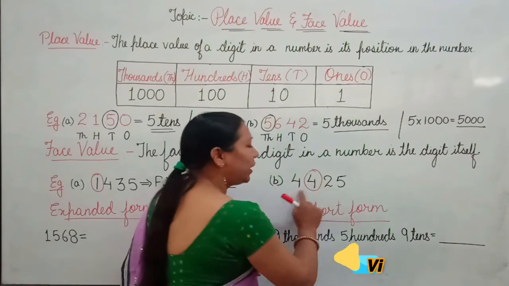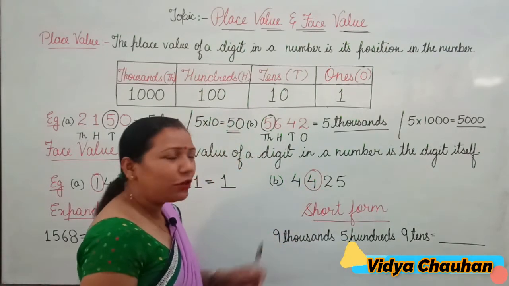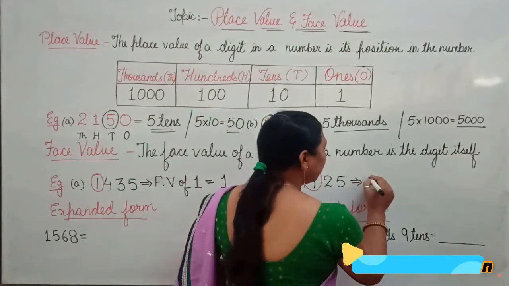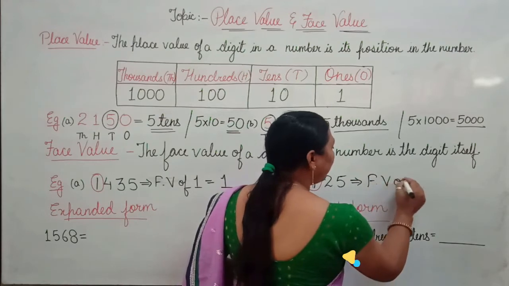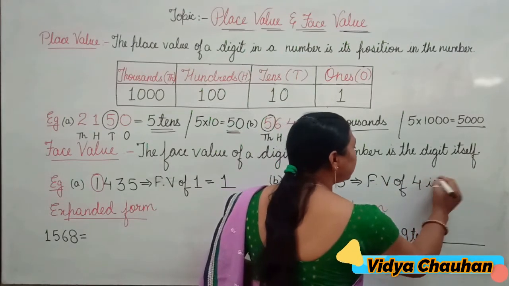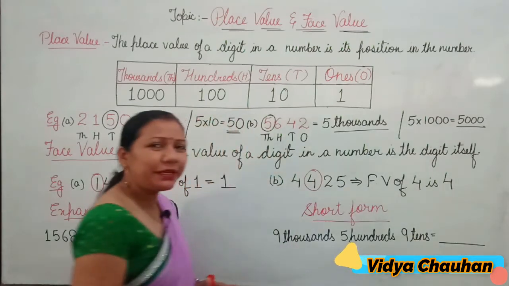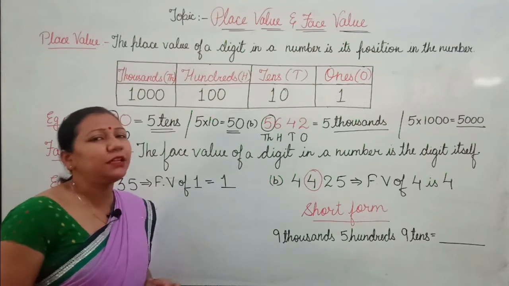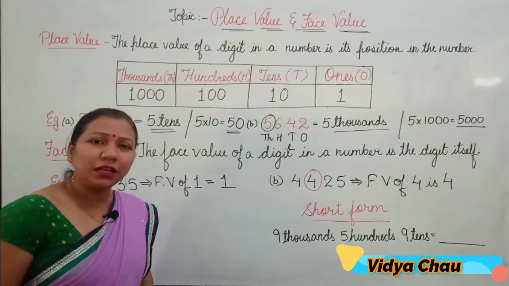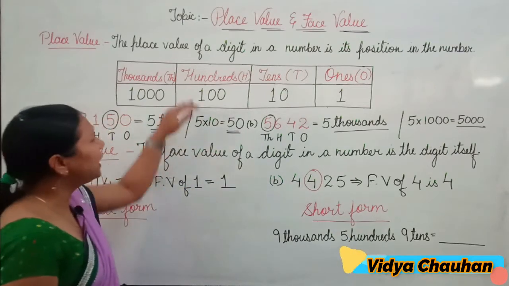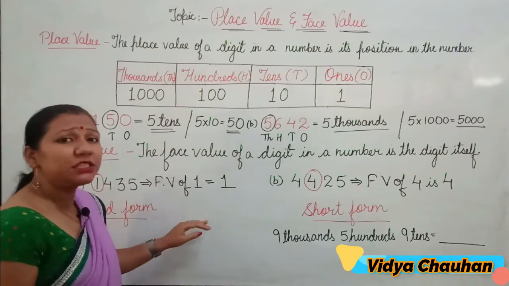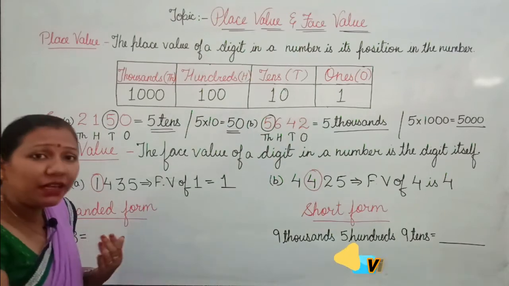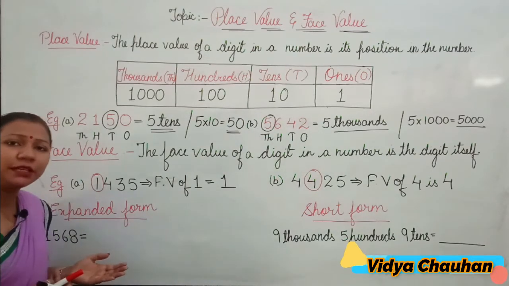In the second one, can you just find what is the face value of the circled digit? Yes, the face value of 4 is 4. Right students? So this is how you can find the place value and face value of any digit in a given number. Now using the same concept of place value and face value, you can write any number in its expanded form and also in its short form.